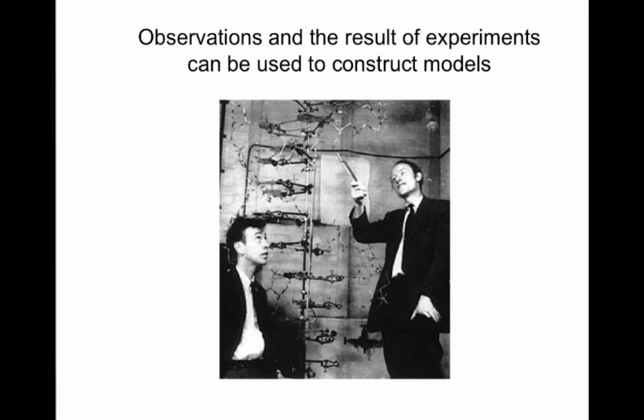The results of experiments and observations can be used to construct models. Models fit the observations gathered on individual parts, as provided by the reductionism approach, and then put them together and predict how they will behave as a single unit. For example, in this picture, we have the model of the DNA molecule constructed by James Watson and Francis Crick. They based their model on multiple observations and experiments on the chemistry and X-ray imaging of the DNA and its components.